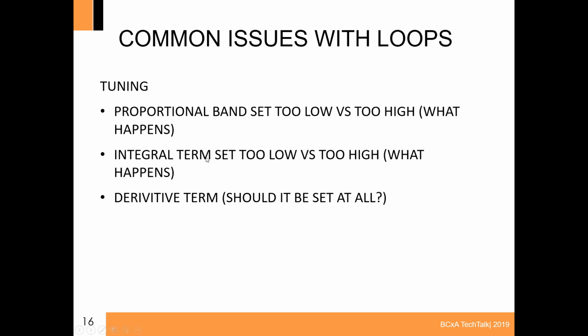You'd set the proportional band, you'd set the integral term. The bigger the proportional band, the slower the response. The smaller the proportional band, oftentimes called the gain, the faster the response. The bigger the integral term, the faster the response. The smaller the integral term, the slower the response.